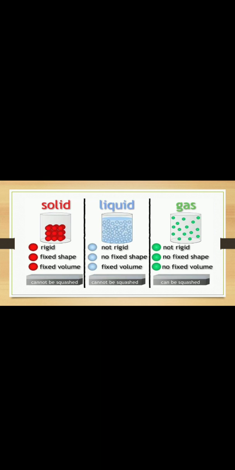Now you can see the clear differences between the solid, liquid and gas. The shape of a solid is fixed and rigid, and it has a fixed volume and cannot be squashed. The shape of a liquid is not rigid. It does not have a fixed shape. It has a fixed volume and cannot be squashed just like the solid, but we can squash it slightly. In the case of gas, there is no fixed shape, no fixed volume, and it can be squashed.